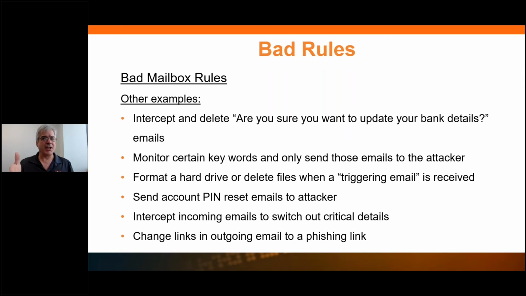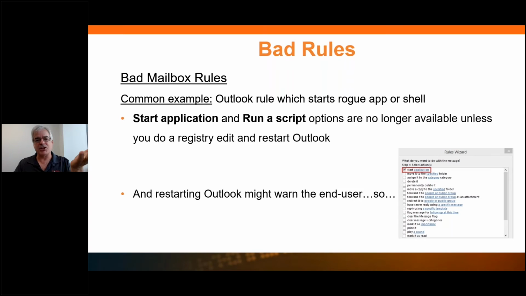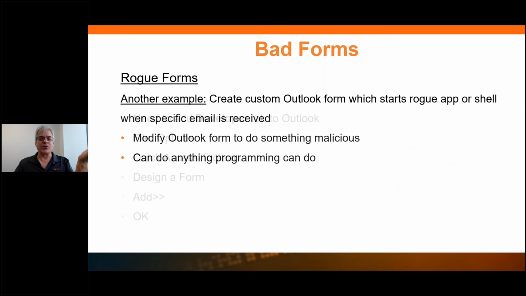And I tell them, go check your rules and forms, because a lot of the hackers will put a backdoor Trojan in, so that literally all they have to do is send an email out that has some keyword in it that triggers some rule to cause this backdoor to open up what's called a remote shell. And in Outlook, you can start an application, you can run a script, and that sort of stuff.